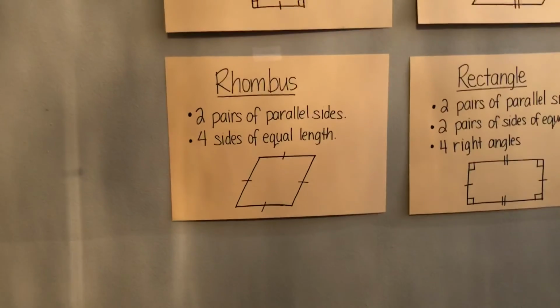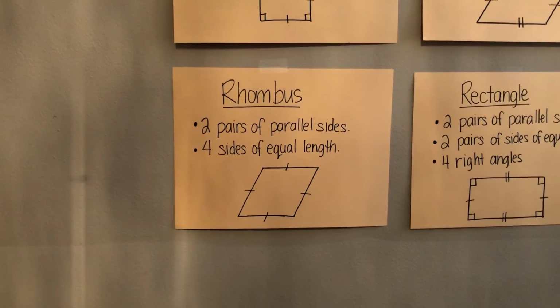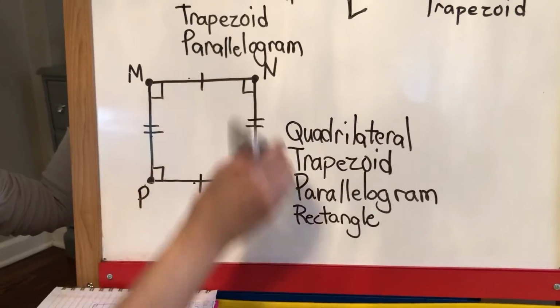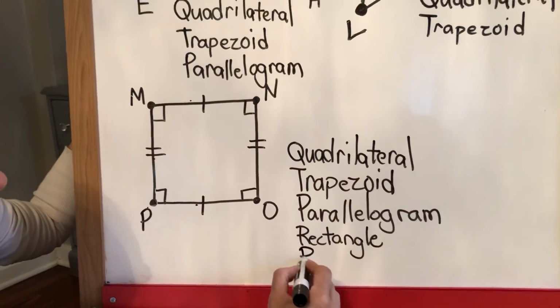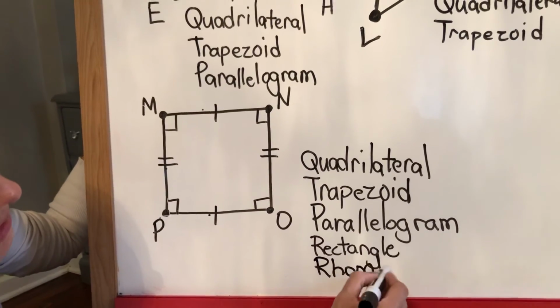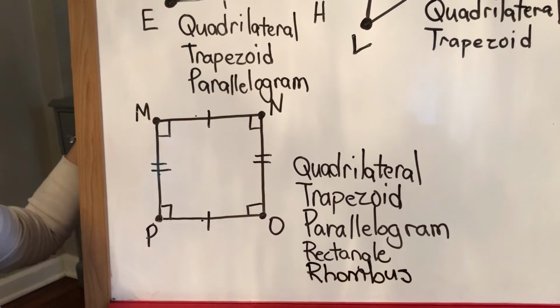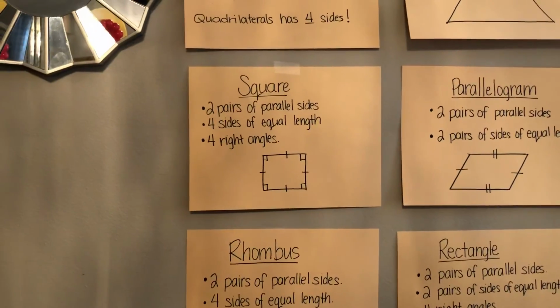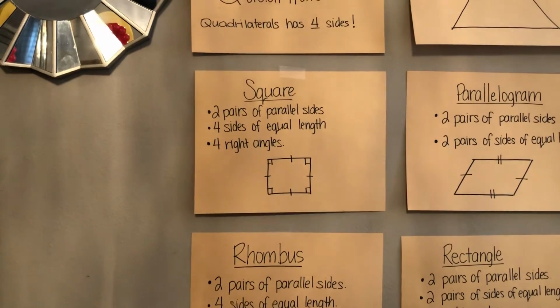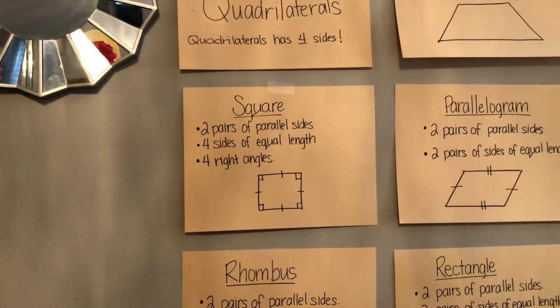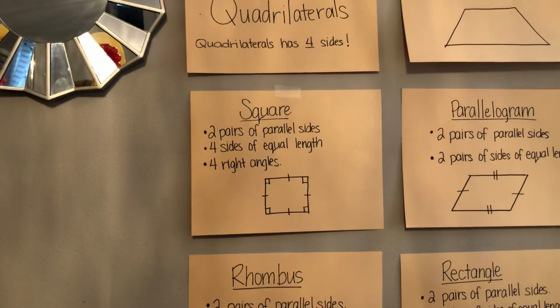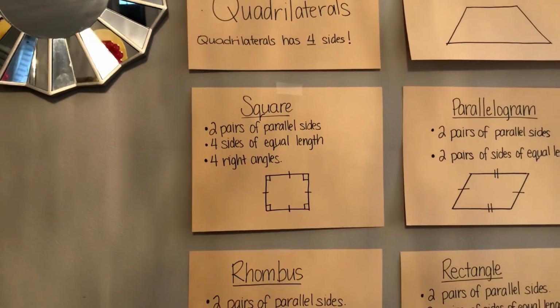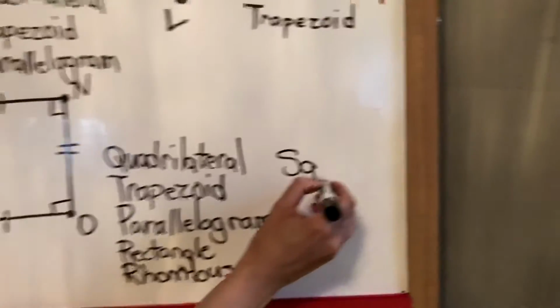Let's continue on. A rhombus has 2 pairs of parallel sides and 4 sides of equal length. Well, this side is the same as this, and this, and this, so this is a rhombus also, okay, because all the sides are the same. Which then we can look at a square. 2 pairs of parallel lines, yes. 4 sides of equal length, yes. The rhombus said that, so it met that qualification. And it has 4 right angles. 1, 2, 3, 4. This shape is also a square.